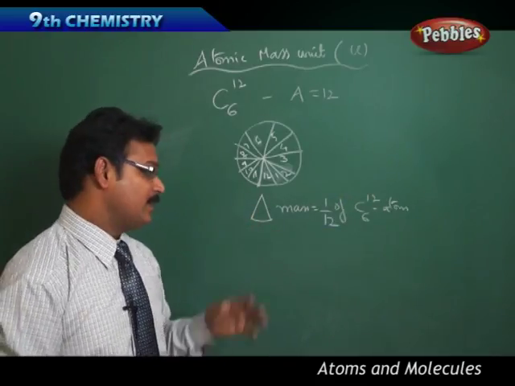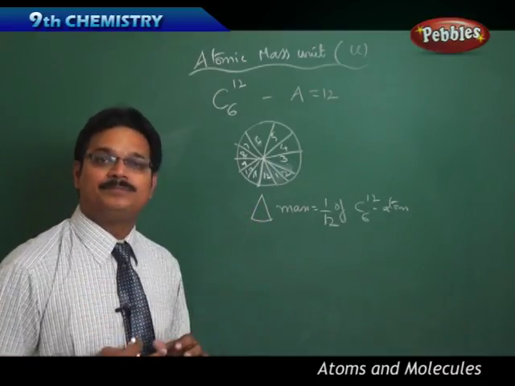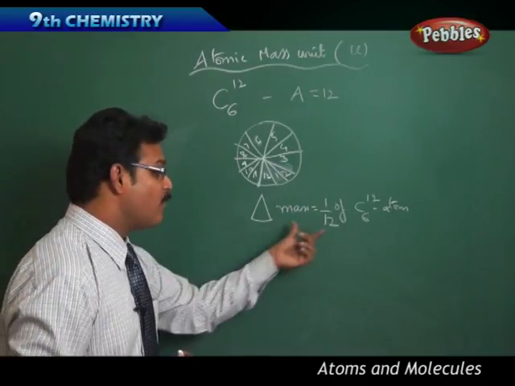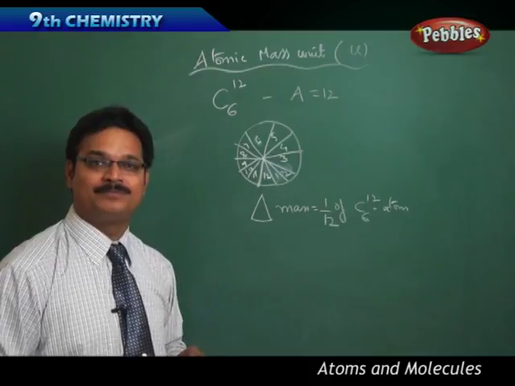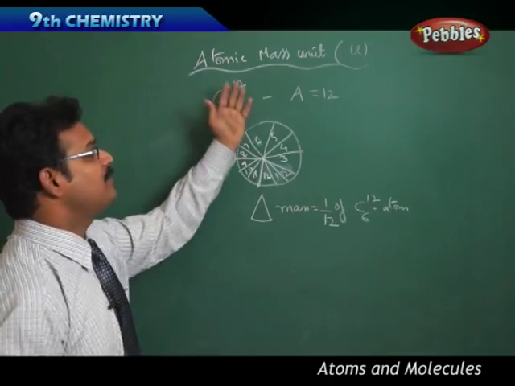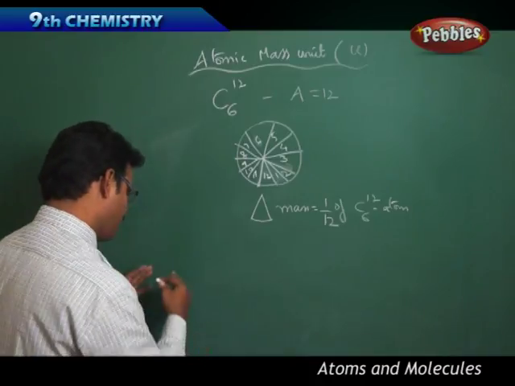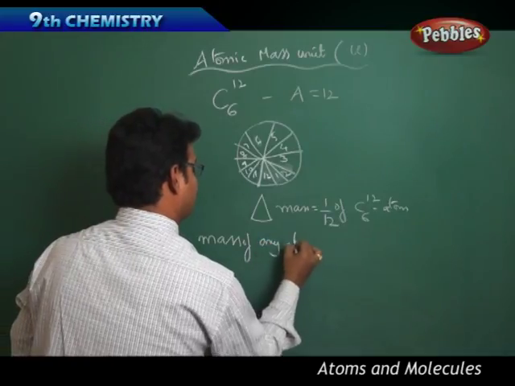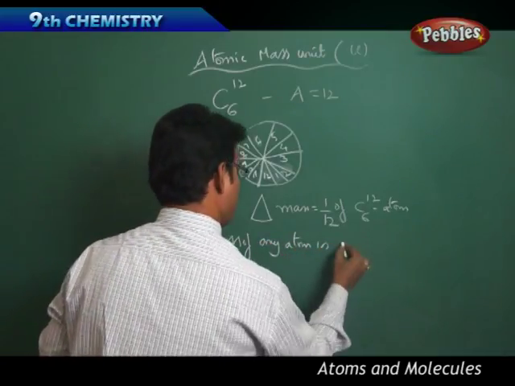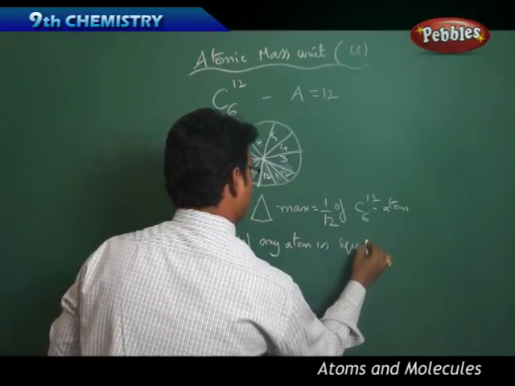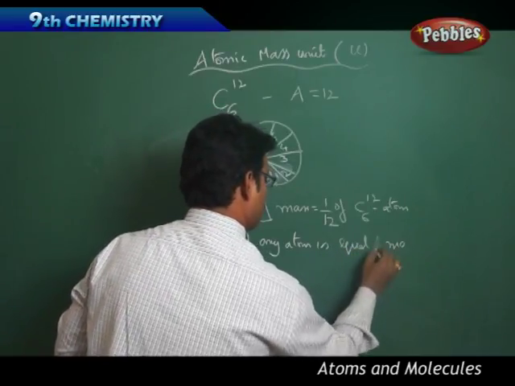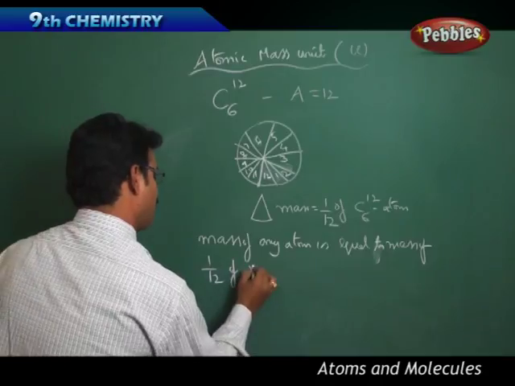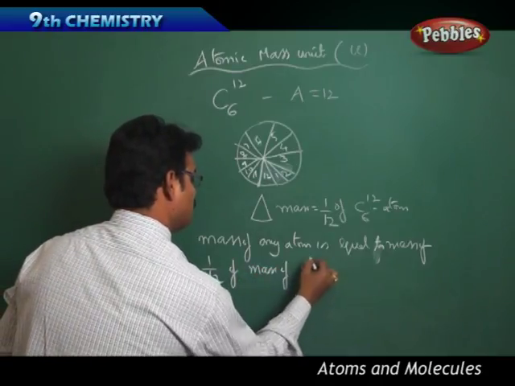So in that way, they told that you take any atom, that atom's mass should be equal to the mass of 1/12 of the carbon atom, and that mass is called atomic mass. So the definition comes like this: mass of any atom is equal to mass of 1/12 of mass of C-12 atom.